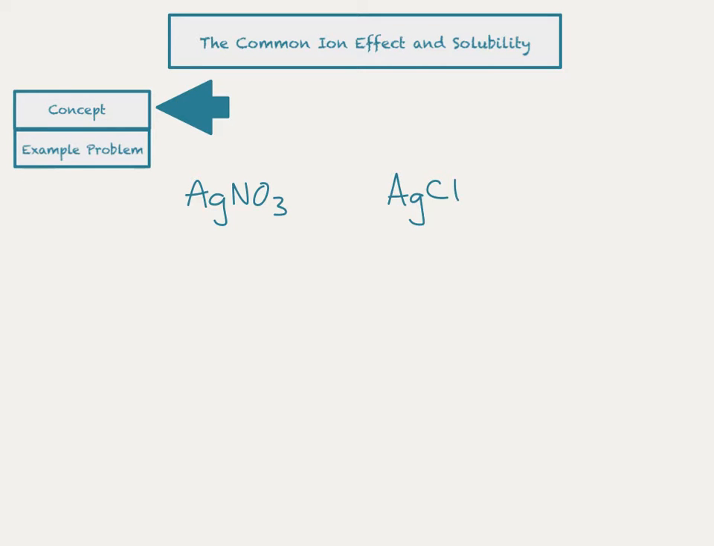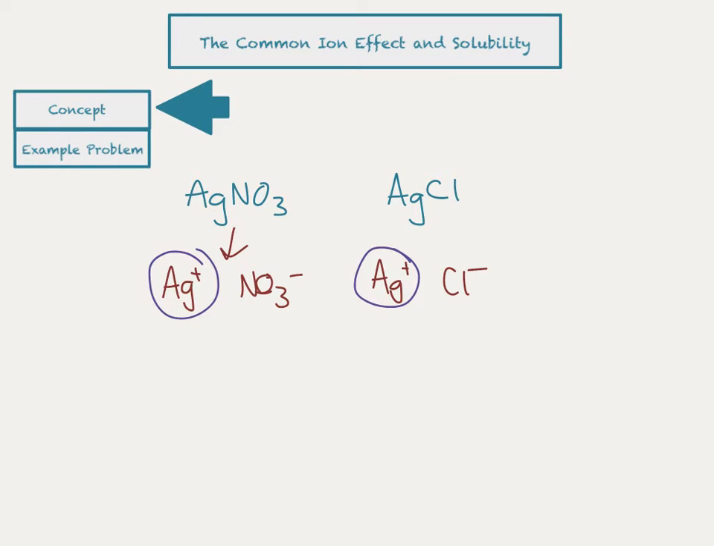If these two species were to dissolve completely, you would get silver ions, nitrate ions, silver ions, and chloride ions. So you can see in these examples that both of these chemicals have the ability to produce silver ions. Now, the silver nitrate in this case is generally considered completely soluble. So you can consider that to split apart into its ions 100% of the time.